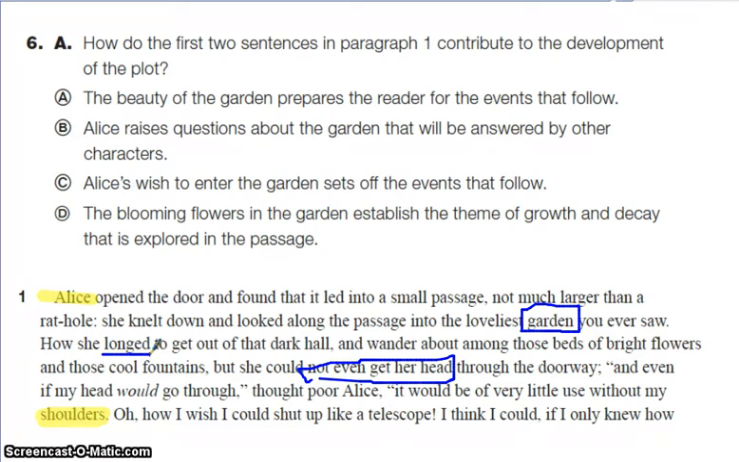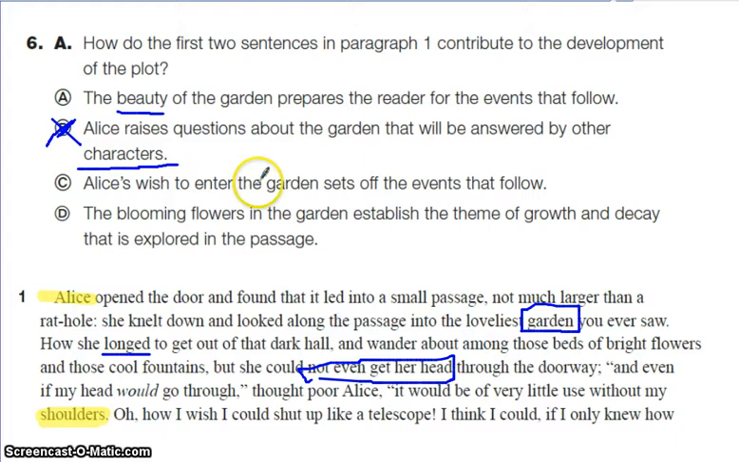So now I'm going to look back at the answer choices and see which one most closely matches what these two sentences are establishing. In A, it says the beauty of the garden prepares the reader for the events to follow. All right, is the garden beautiful? Yes, it is beautiful. However, is that the key to these first two sentences? Am I only being introduced to the beauty, or am I being introduced to something else? Alice raises questions about the garden that will be answered by other characters. Well, there aren't any answers that we're reading, and so this logically cannot be the answer. It does not make sense. It doesn't match any text evidence that is in this excerpt.